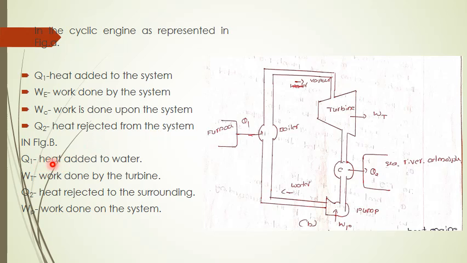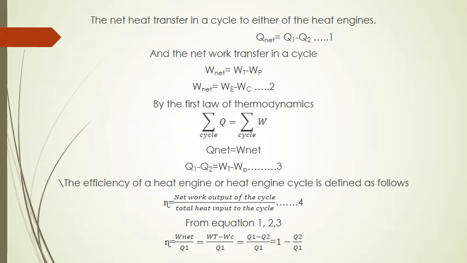Figure B. So in the earlier slide we had figure A, and this is figure B. It is the flow process and it is the steady process. Then Q1, heat added to water. WT, work done by the turbine. Q2, heat rejected from the water or steam. Then WP, work done on the system using this pump.